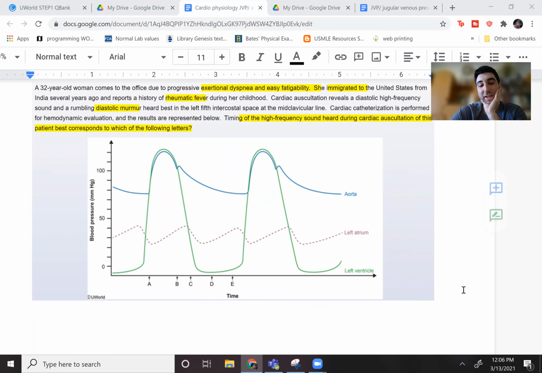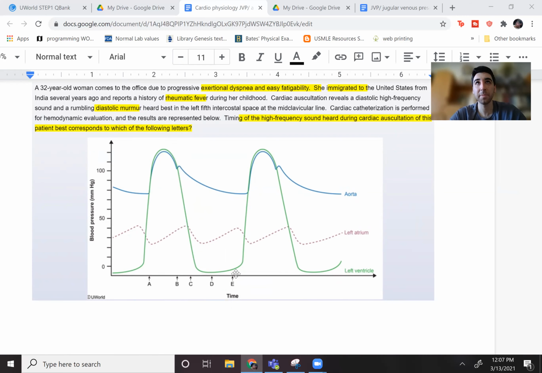So an easy way to answer this, which is the way that I answered it when I was doing these questions for Step 1, is to look at this graph, the left ventricular pressures and the left atrial pressures. So you can see that as the left ventricular pressures build, this is going to be during systole. And at the end of systole, when the pressure falls, you're going to have the beginning of diastole. And right after the beginning of diastole is when we're going to have the opening snap, where the stenotic mitral valve will open and allow the ventricles to fill again.